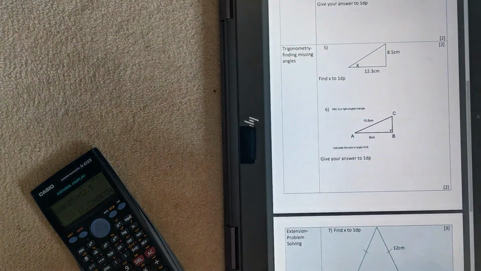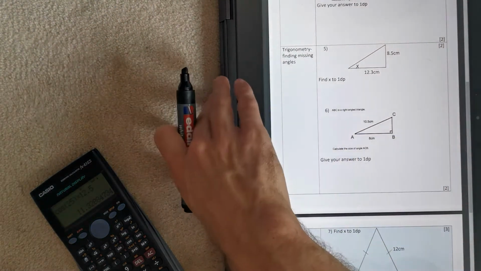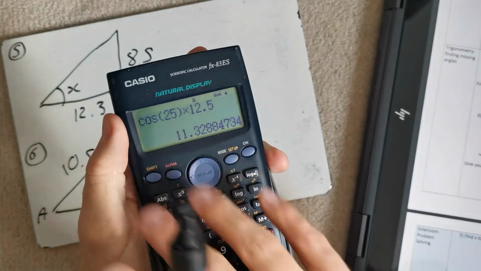Okay, right, questions 5 and 6 now. Questions 5 and 6 are when you're finding out angles. So we're not using classic sine, cos, tan. We're using the inverse of them, okay? Which of course means using the shift button on the calculator.